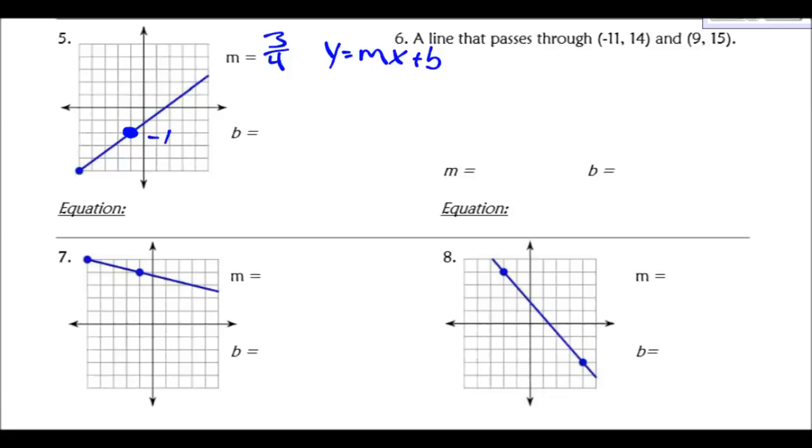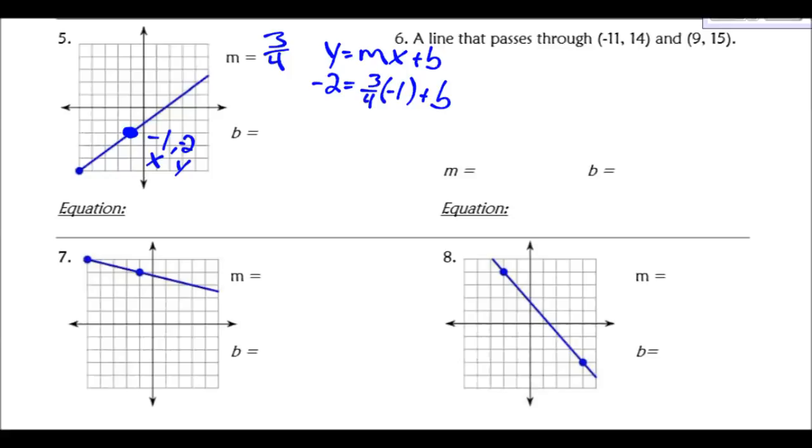We can use this point as the x and y to plug into that equation. This is really just the point -1, -2. That's an x and a y that I can use in that equation. So I'm going to use -2 as my y, and 3/4, sorry, 3/4 is my m. It's my slope, and negative 1 is my x. So now I'm really just trying to solve that equation for b.